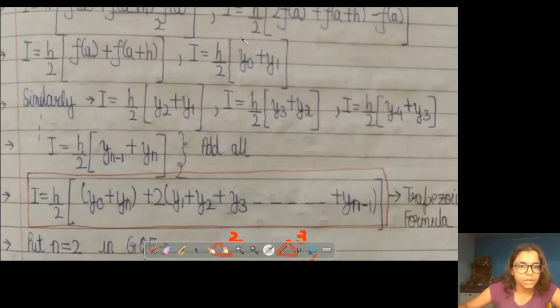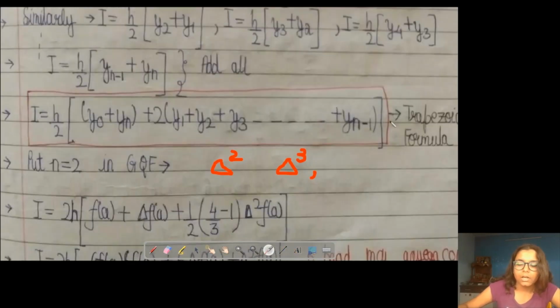After simplifying it, we would change the terms of fa to y0, y1, and so on. I mean, we would get a y0 value, a y1 value, a y2 value, and adding all such terms, we would create a generalized term that is known as the trapezoidal formula. You could see here that we have created the generalized form that is trapezoidal.